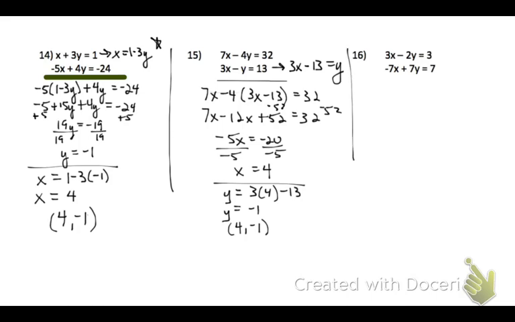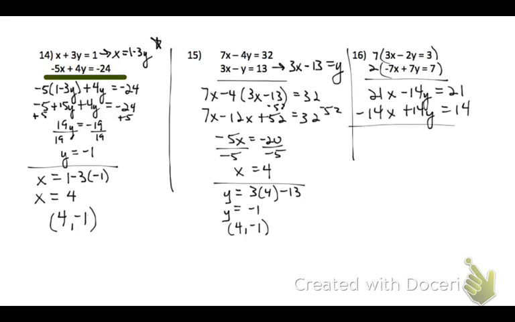All right, on 16, I'm going to solve using elimination. So I'm going to multiply my top equation by 7 and my bottom equation by 2, so I can eliminate my y's. So I'll have 21x minus 14y equals 21. And then negative 14x plus 14y equals 14. I'm going to add these equations. So 21 minus 14x will give me 7x's. 21 plus 14 will be 35. If I divide both sides by 7, x equals 5.